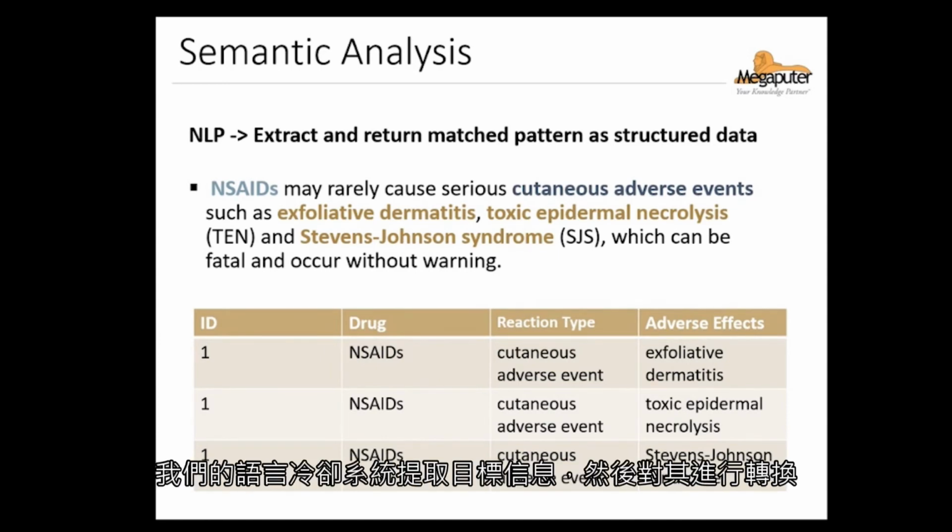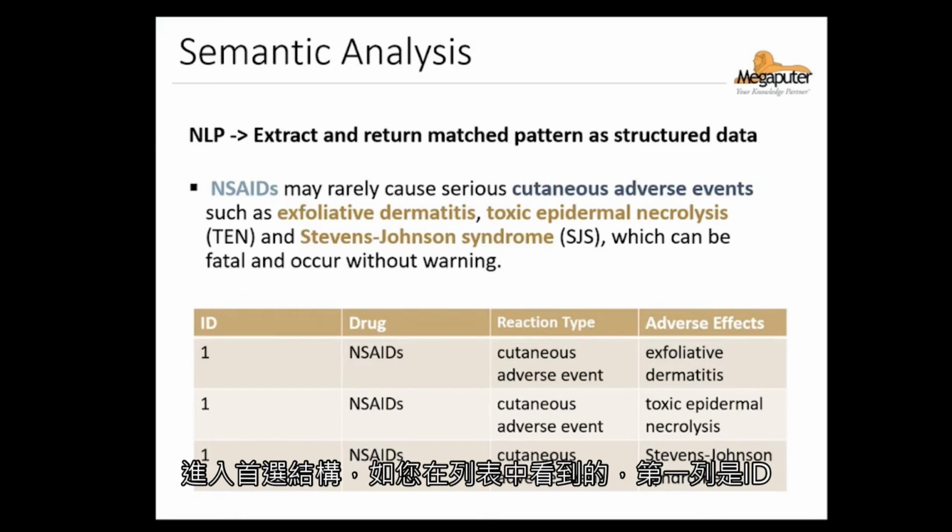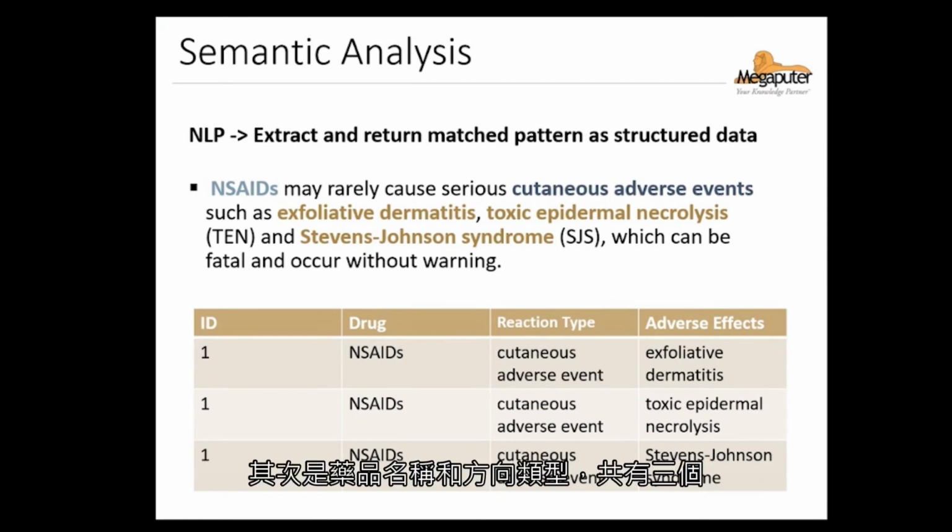We first use our language coding system to extract the targeted information. Next, we transform it into the preferred structure, as you can see here in the following table. The first column is ID, followed by the drug name, the reaction type, and the three adverse effects.